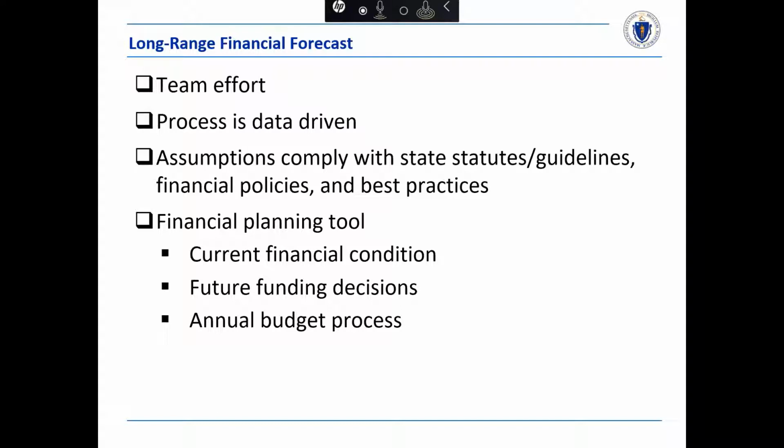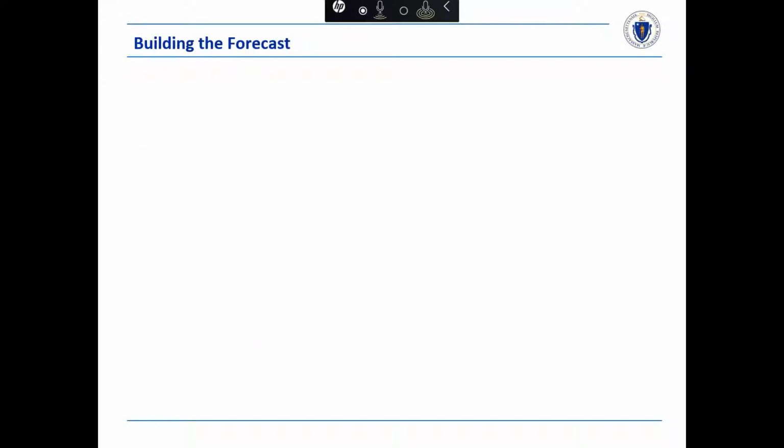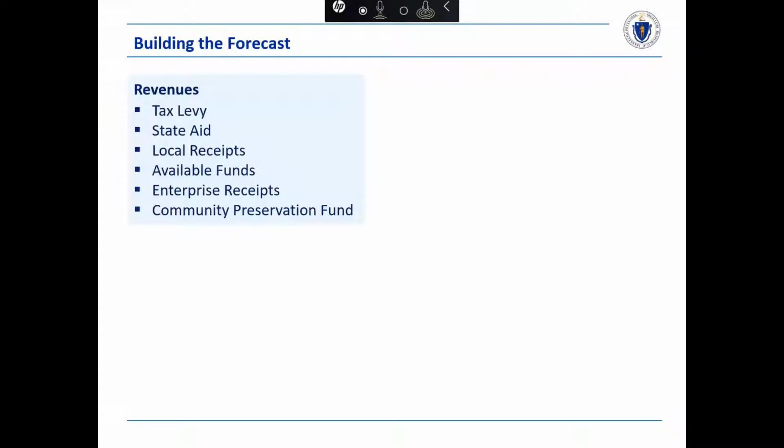Now, before I proceed, I want to summarize building the forecast covered in the first 3 presentations. Forecasting begins with identifying the community's resources: revenues. All communities have 4 major revenues: their property taxes, also referred to as the tax levy, state aid, estimated receipts such as excises and charges for services, and other available funds, which include free cash, reserve funds, and other special revenues.